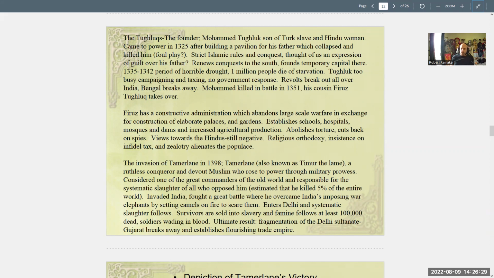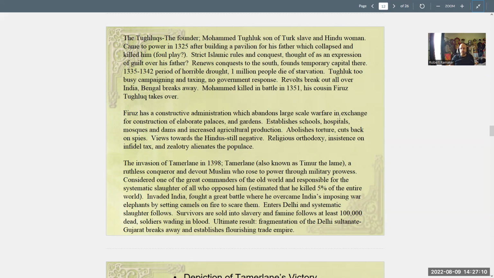You have revolts. Bengal ends up breaking away from the dynasty at this point, and Muhammad ends up being killed in battle during that revolt in 1351. His cousin ends up taking over. Firuz Tughlaq is probably a little bit more constructive. He ends up building gardens, palaces, schools, hospitals, mosques all over. He abolishes torture. He cuts back on the secret police that Muhammad had used. Still religiously orthodox, doesn't believe that the Hindus should be able to worship as they choose. But for the most part, he isn't outright killing them like his predecessor did.